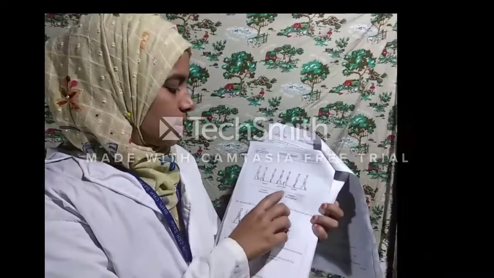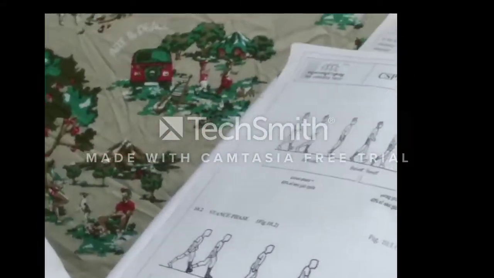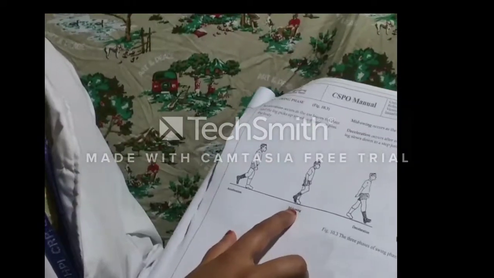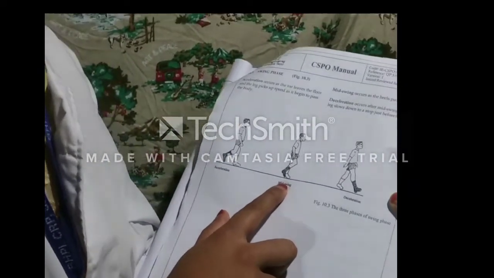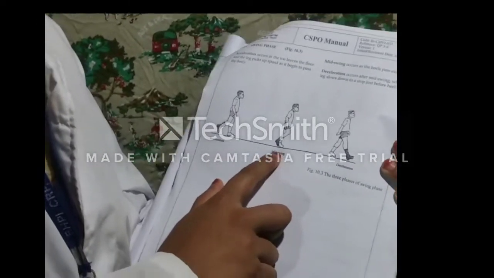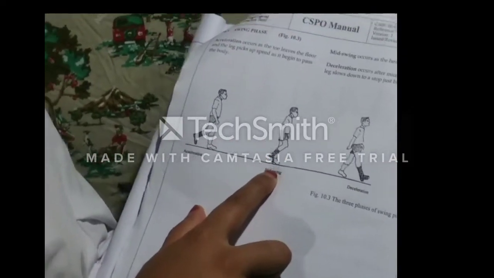Mid swing. It is the second phase of swing phase. It covers 75 to 87% of the total gait. In this phase, the limb is in the swinging position, and the other one is going into stance. In mid swing, the heels pass each other and the tibia becomes vertical and goes forward. The objective of mid swing is to clear the foot and advance the limb.